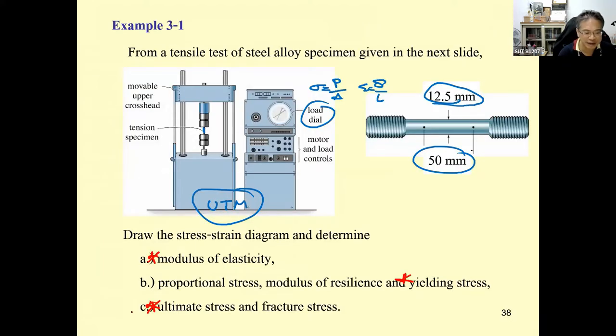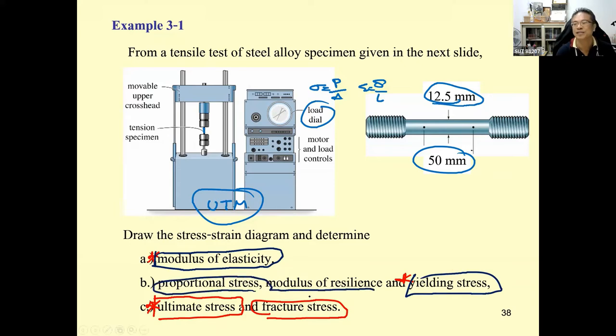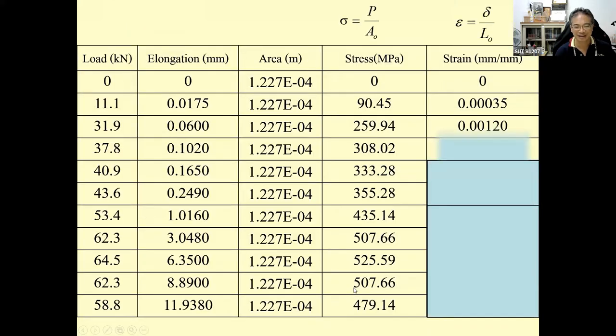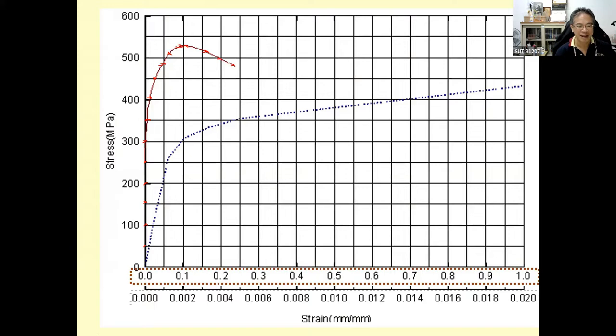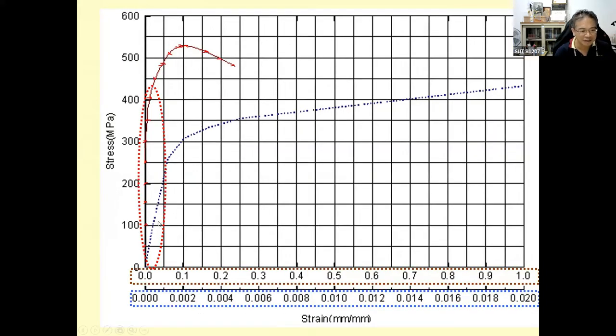Because when you determine the ultimate stress or the fracture stress, you have to use the large or rough scale. But when you determine the modulus of elasticity, the yield stress, even the proportional stress and modulus of resilience, you're going to use the fine scale, okay? And by doing this, just classify it properly. Okay, and then when you start to determine the modulus of elasticity, just use this one.